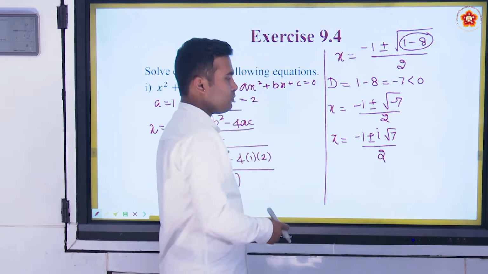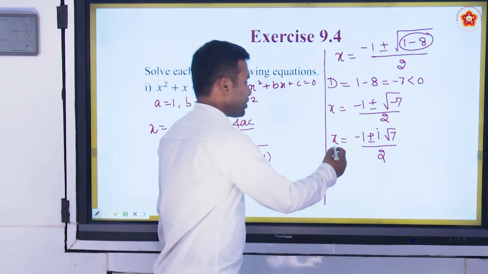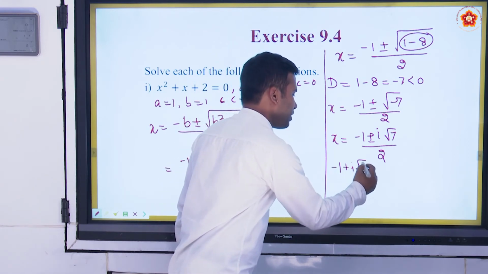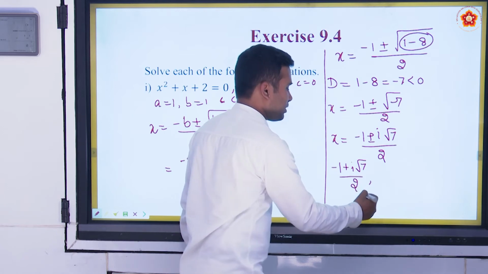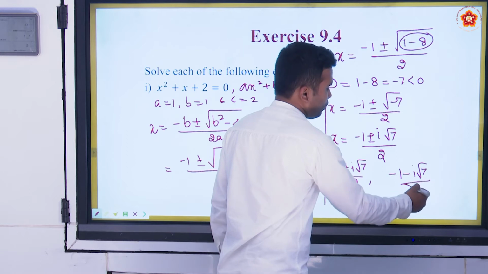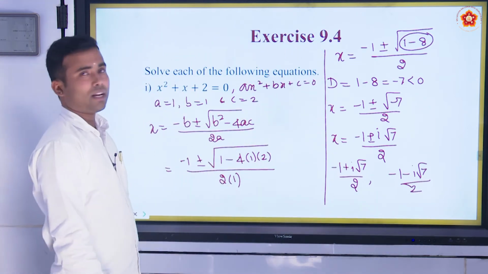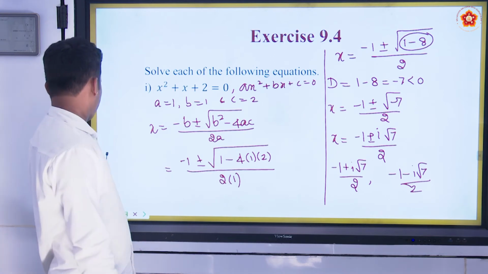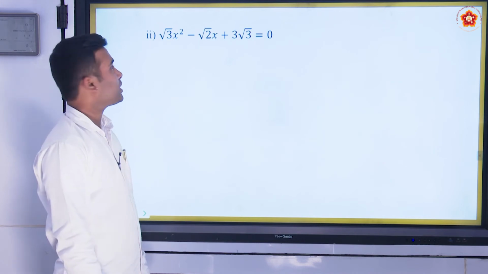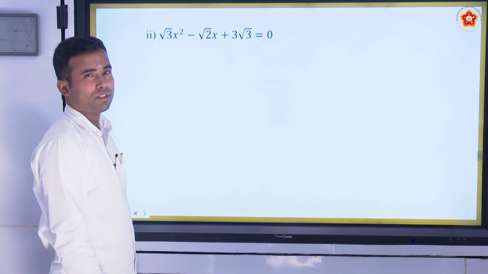See here the roots are complex conjugates of each other. Hence one of the roots is minus 1 plus i root 7 by 2 and another one is minus 1 minus i root 7 by 2. Okay. This is the solution for this equation. Let us do one more, which is root 3 x square minus root 2 x plus 3 root 3 is equal to 0.